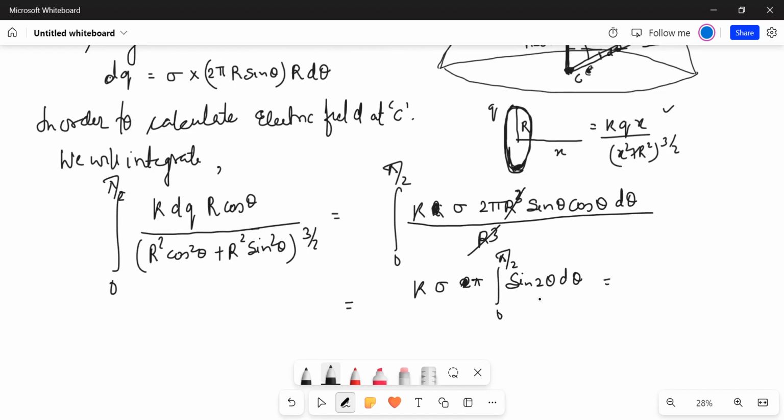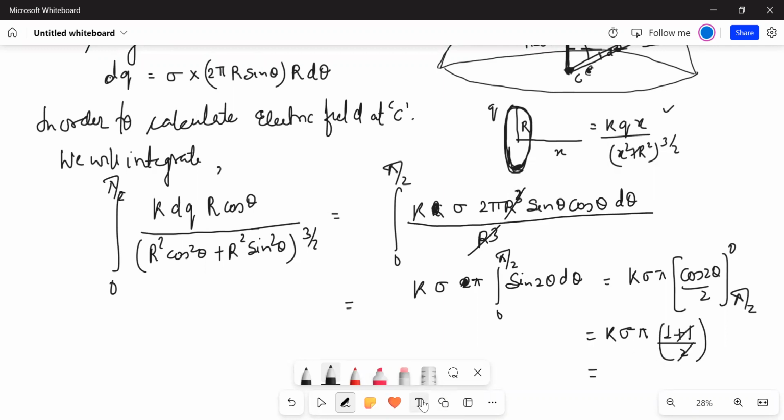What is the integration of sine 2 theta? It would be simply minus cos 2 theta by 2. So k sigma pi into minus cos 2 theta by 2, and instead of writing minus, I will just change the integral limits. So eventually it will be equal to k sigma pi. Cos 0 is 1, cos pi is minus 1, so 1 plus 1 upon 2, you'll get simply 1.